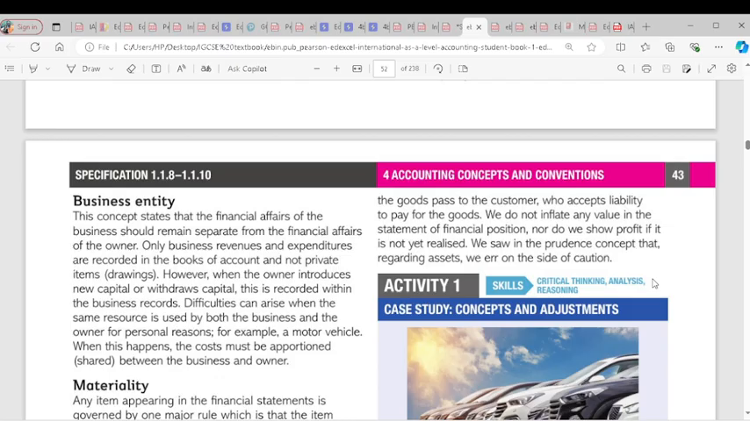But when the owner of the business puts money into the business, or invests money into the business, we call it capital. So that's why we have the accounting concept of business entity. Is it clear? So we have the activity.